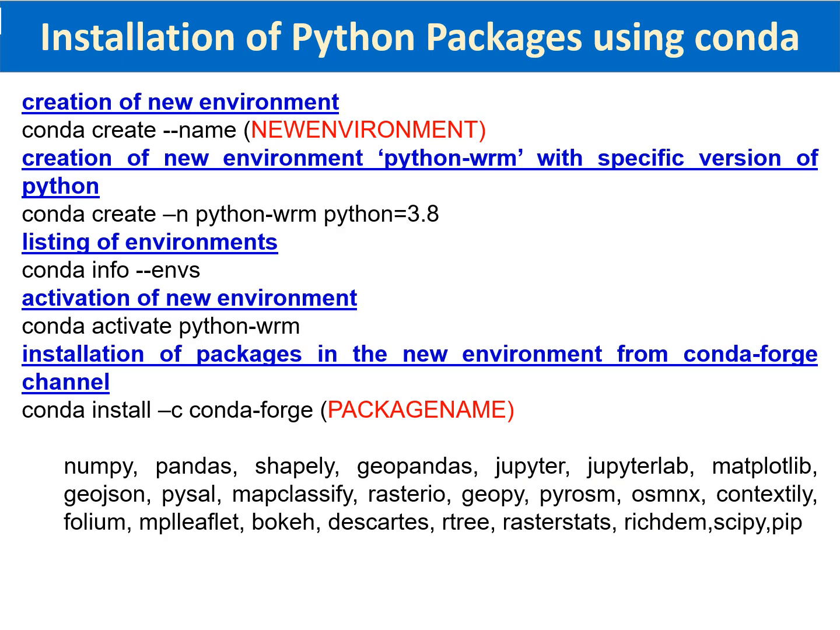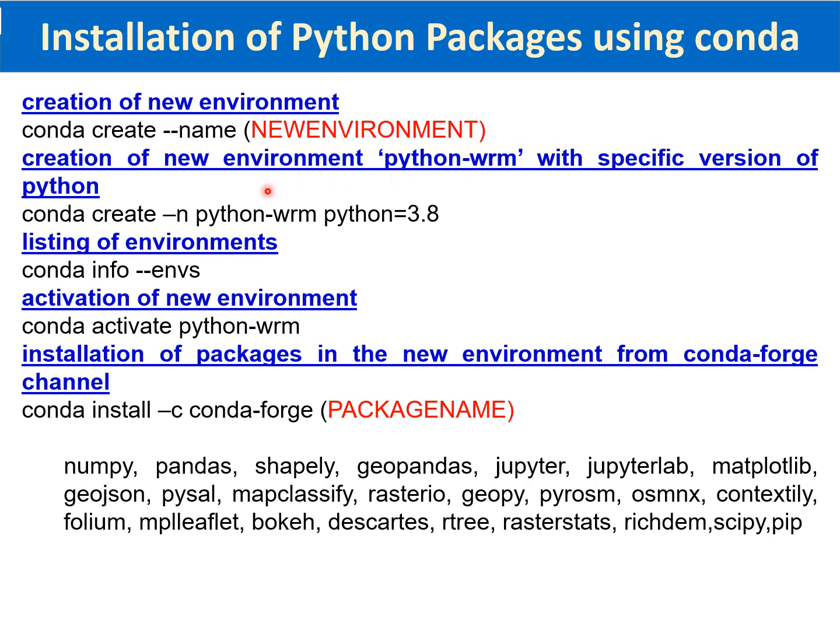As already discussed, we will be creating a new environment and then installing Python packages using the Conda installer in that new environment from the conda-forge channel. So for creation of the new environment, we again launch the Anaconda command prompt and then use this command: conda space create space double dash name, then space the name of the new environment. In this training program, we will be creating a new environment, python-wrm, short form for water resources management, with a specific version of Python.